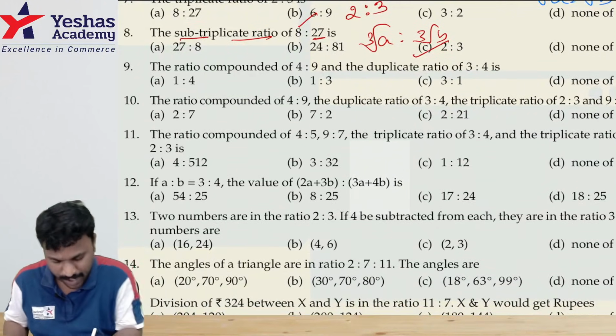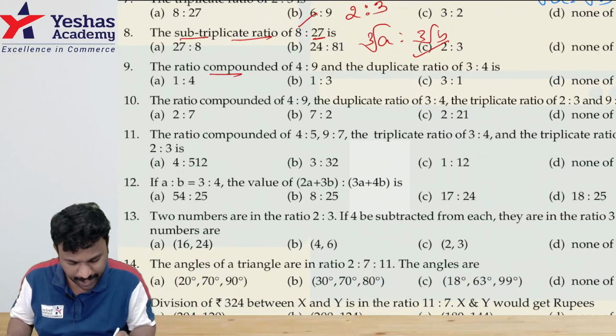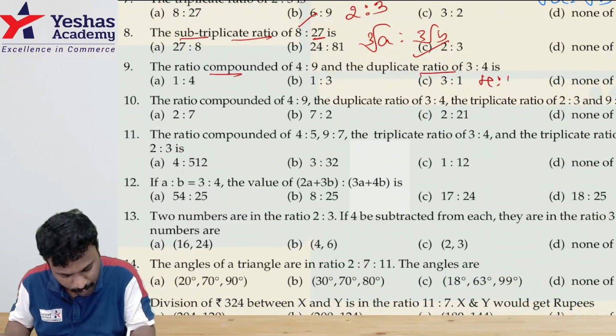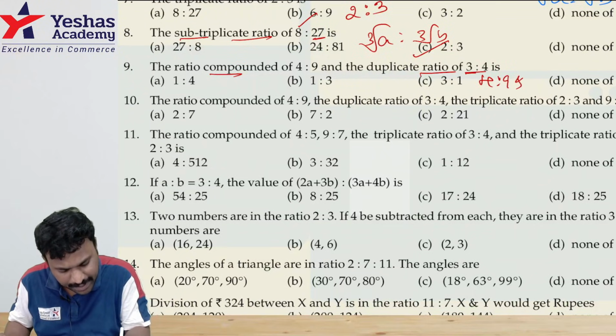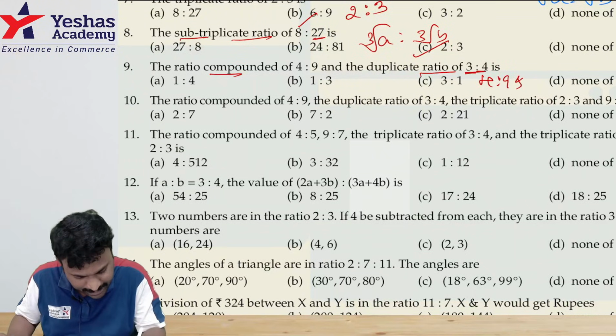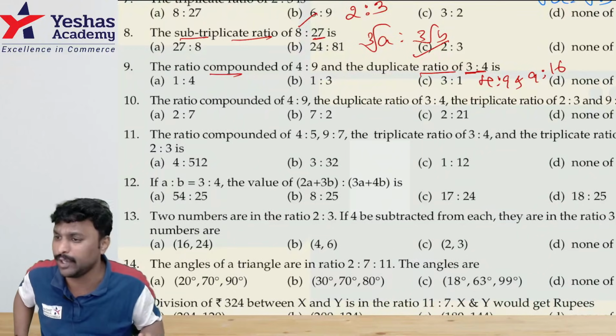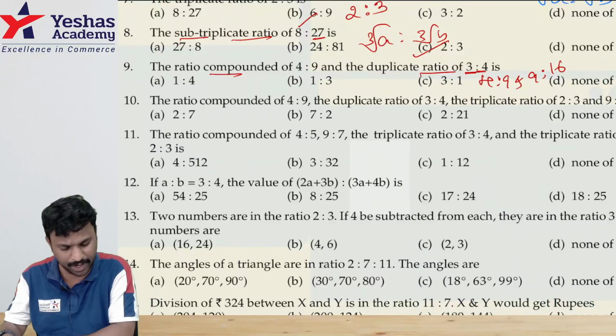Moving on to the next question, the ratio compounded of 4 is to 9 and duplicate ratio of 3 is to 4 is. First of all, the first ratio is 4 is to 9 and the duplicate ratio of 3 is to 4 is nothing but 9 is to 16. Yes or no? So we have to take the compound ratio of this.